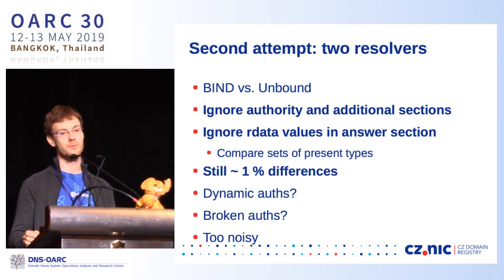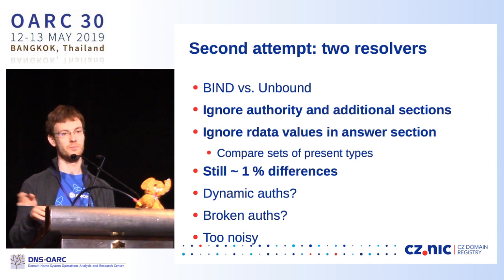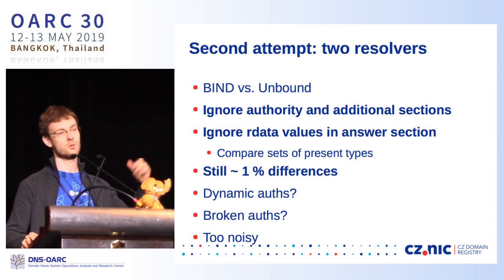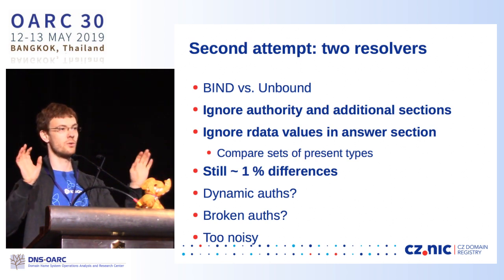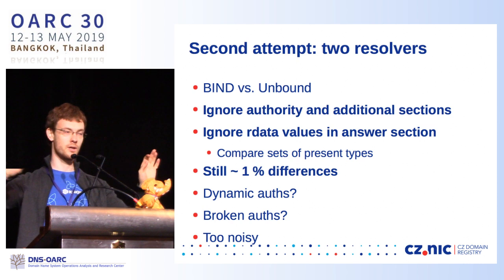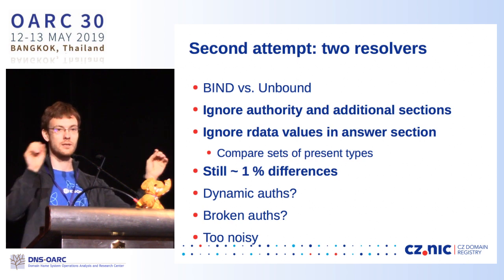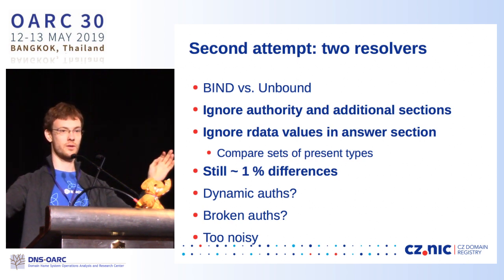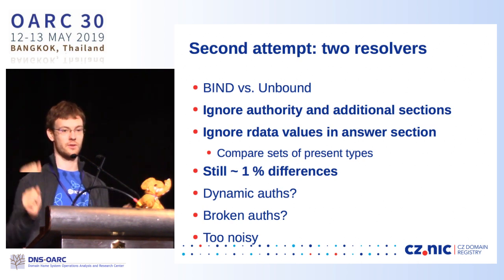In the second attempt, we started to ignore the additional section and the authority section, because in most answers, like no error and so on, it's just too wild and not necessary technically. Also in the second attempt, we started to ignore the RData value. So we are looking only at sets of record types present in the answer section, but we don't care about the actual IP addresses in there. So if one answer contains an IPv4 address in the form of an A record, and the other answer also contains an A record, these are considered equal even though the actual IP addresses are different.